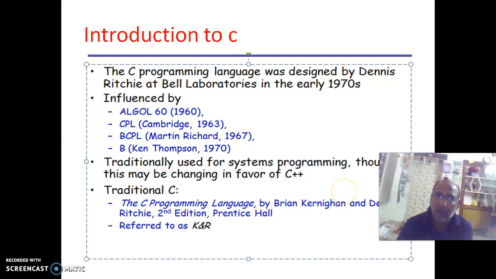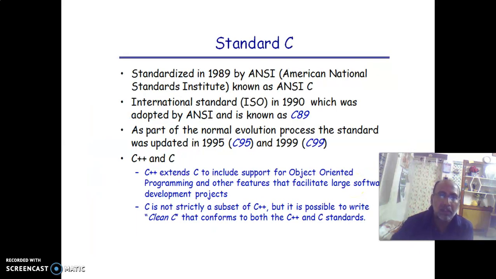Now, the language is the traditional C language. The standard of the C language was standardized in 1989 by ANSI. The ANSI is the American National Standards Institute. That is known, at the time, as ANSI C. After that, the international standard, ISO certified, is known as C89.